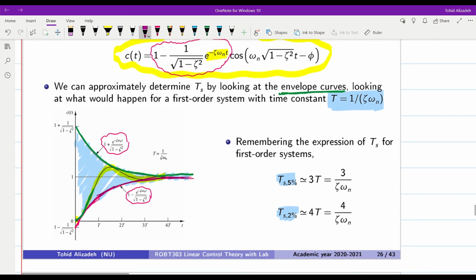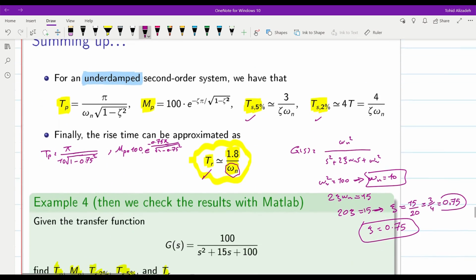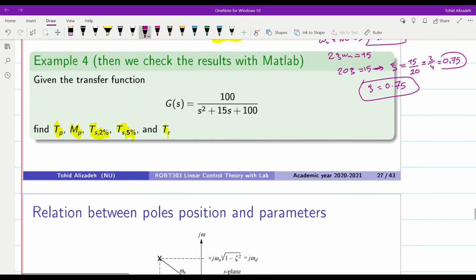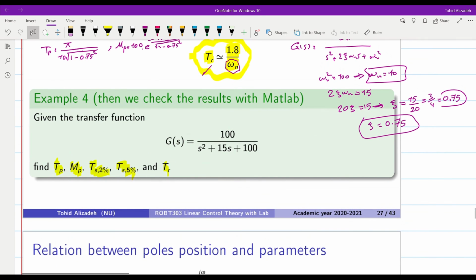Okay, so that's all for this lecture. In the next lecture, we will go through the relation between the pole position and the step response parameters of the second order systems.